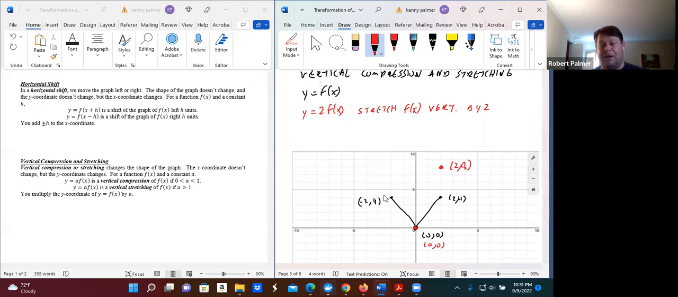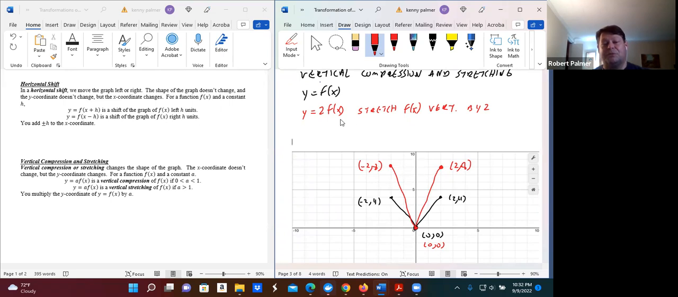And then over here, the same thing happens. The x-coordinate stays at -2, then the y-coordinate multiplied by 2 also becomes 8. So this point here is -2, 8. And so this is our stretched graph. I'm trying to draw a straight line. So imagine just taking the graph and pulling it, stretching it up by a factor of 2. That's what we're doing. That's a vertical stretching.